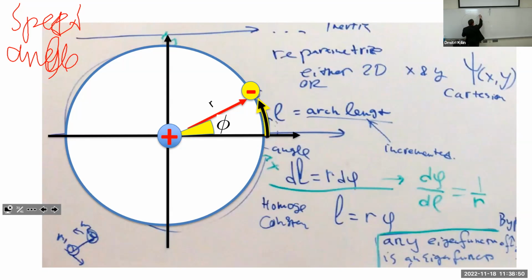Okay, so when the turn happens, the distance changes, and it changes the momentum. So momentum, distance is over r. And as we move, we increment the angle d phi. This is phi, this is d phi, this is arc length L, and this is dL.